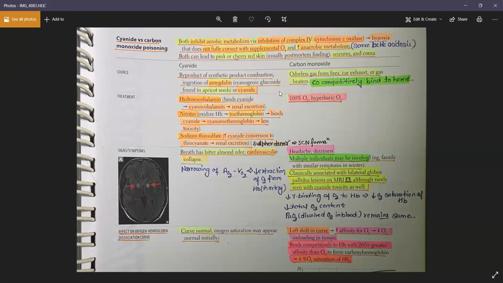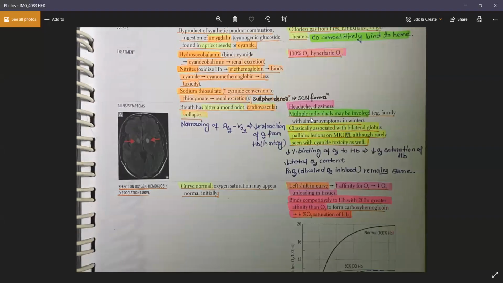This will be given to the patient because it is a competitive inhibition. So this oxygen will competitively bind with the hemoglobin. Symptoms: yes, headache will be there, dizziness will be there. Multiple individuals may be involved in a single family. And if you perform the MRI of the patient, what you will find is the bilateral globus pallidus lesions. These will be bilateral lesions present in the CNS.